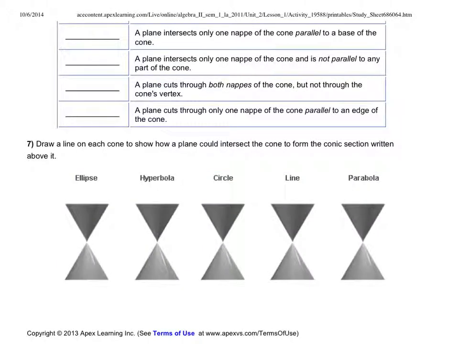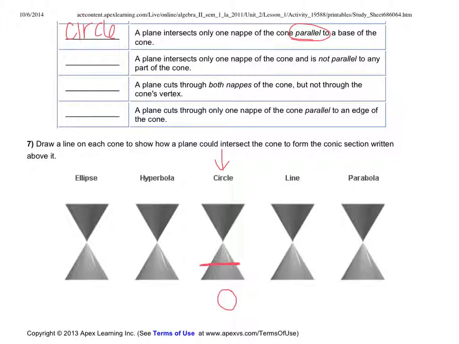So if a plane intersects only one nappe of the cone parallel to a base of the cone, you're going to create a circle. So what that's saying is, looking at these pictures that are drawn down here, where I have the circle right here, if a piece of paper were to come in and cut this cone right here, then when I opened it up and looked at it, I would see a circle. That's what shape would show up.